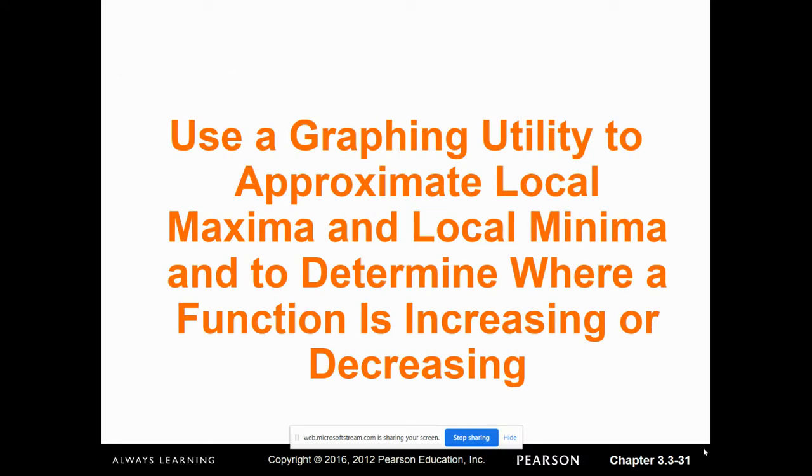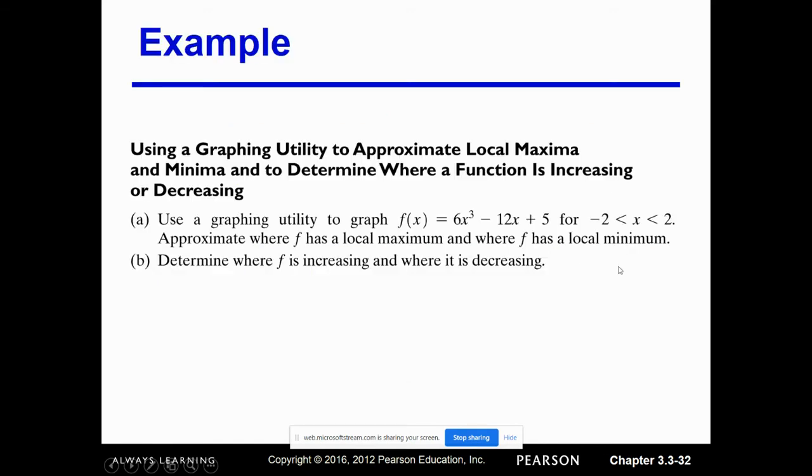Now let's see how we can use a graphing utility to approximate local maxima and local minima and to determine where a function is increasing or decreasing. So let's look at an example. Use a graphing utility to graph this function.